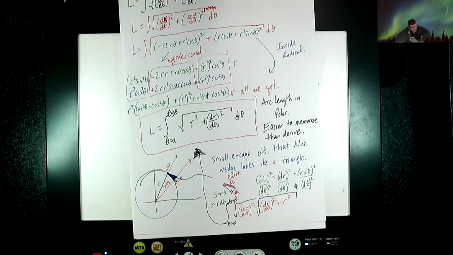I personally like going off the dx dt plus dy dt, because the triangle thing is like, you've got to remember what everything is, draw a good picture, and figure out what everything is.